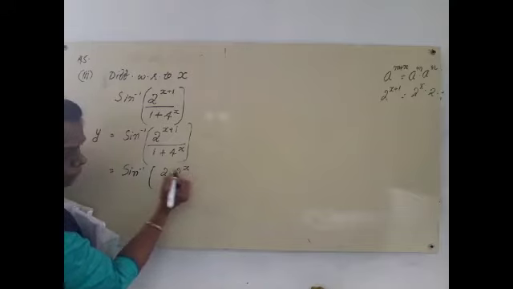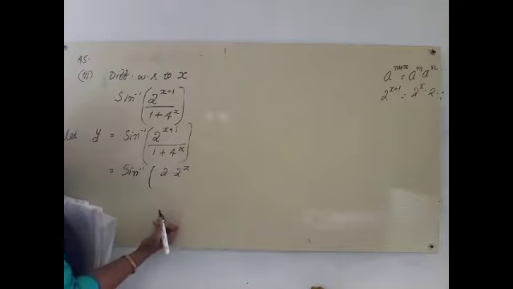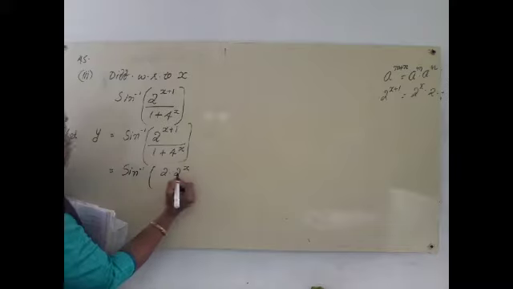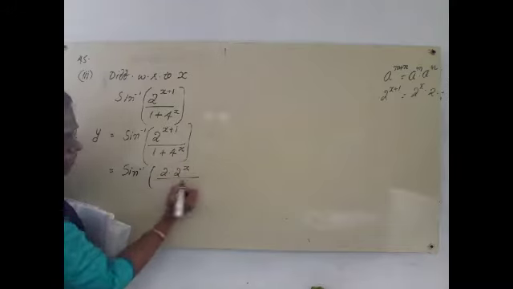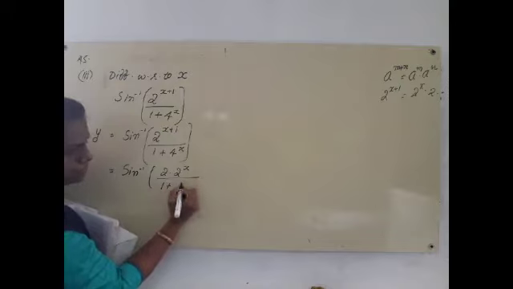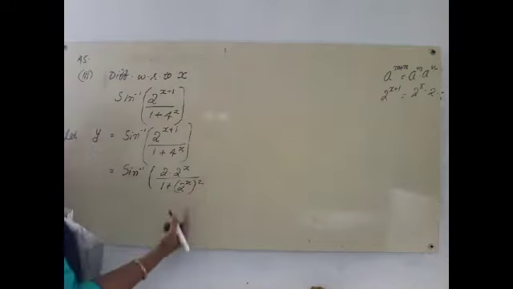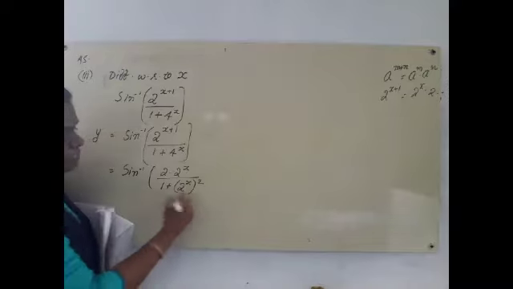2 raised to 1 into 2 raised to x is 2 raised to 1 plus x. That is the same as x plus 1 by 1 plus 4 raised to x. I would like to write it as 2 raised to x the whole square. 2 square is 4. 4 raised to x, how do we write it?